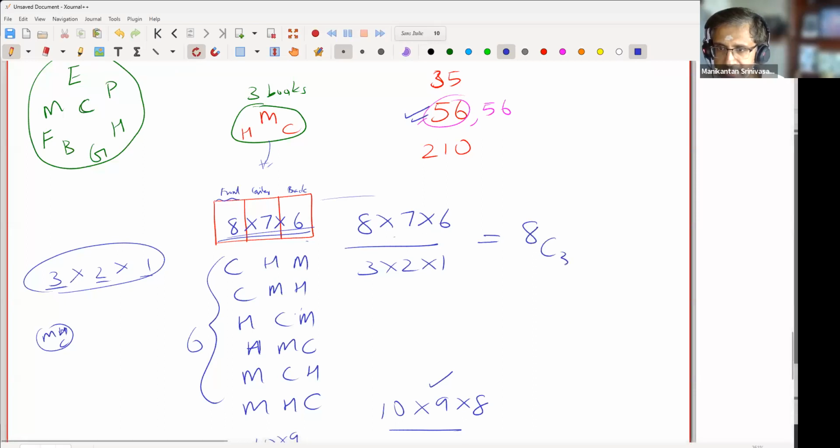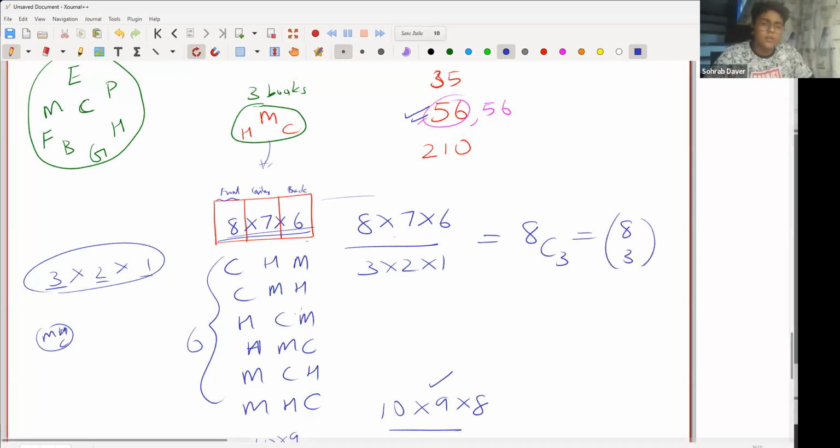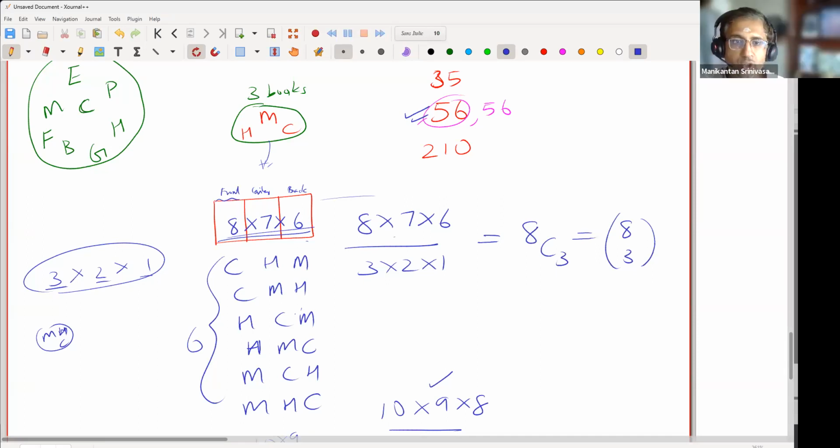People write it like this. Sometimes people write it like this, with brackets. Why did you stop at 6? Because I only needed to select 3. Therefore, I stop after reaching 3 counts: 8, 7, 6.